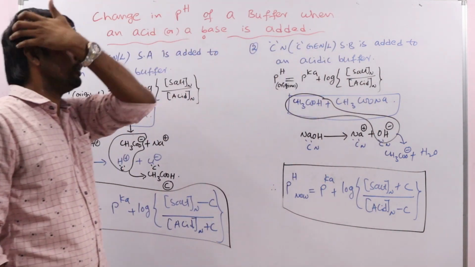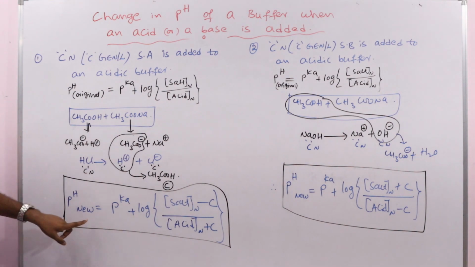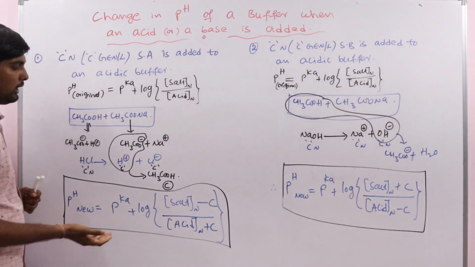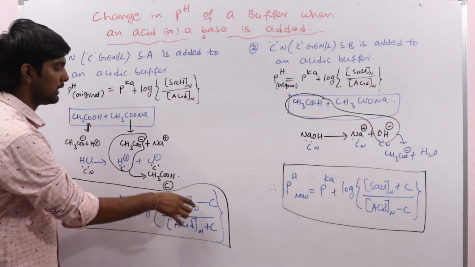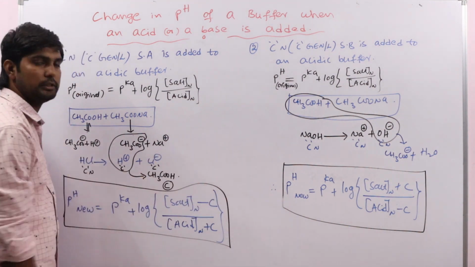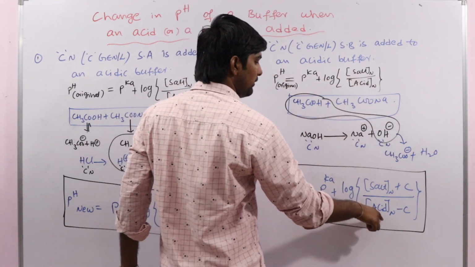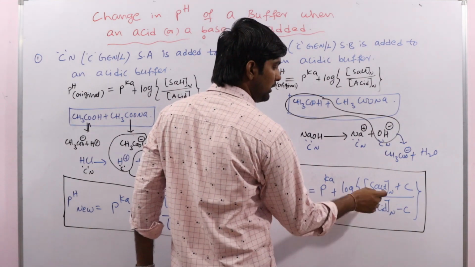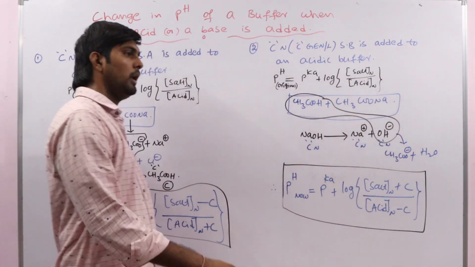So look at the difference between these two formulas. See here, when acid is added to the acidic buffer, acid reacts with the conjugate base of the acid, so salt concentration decreases, acid concentration increases. When base is added, base reacts with the acid, so acid concentration decreases. Due to the reaction between acid and added base, salt is formed, so salt concentration increases.